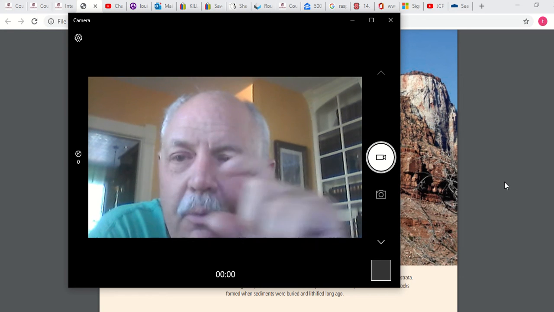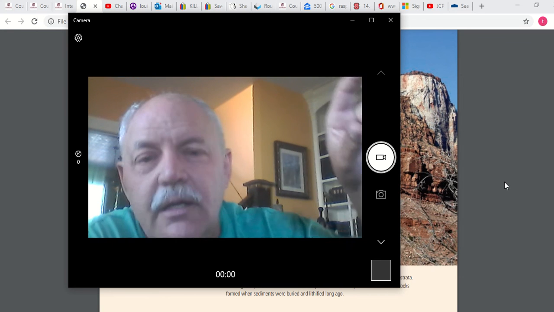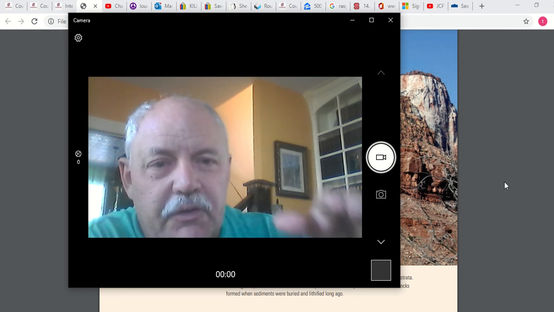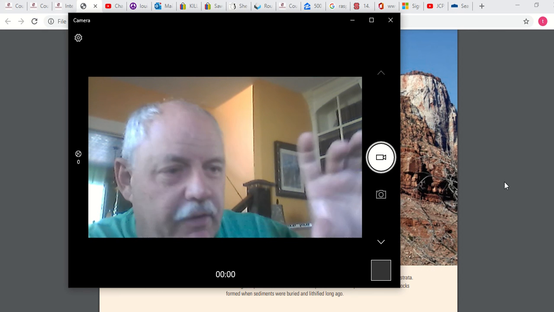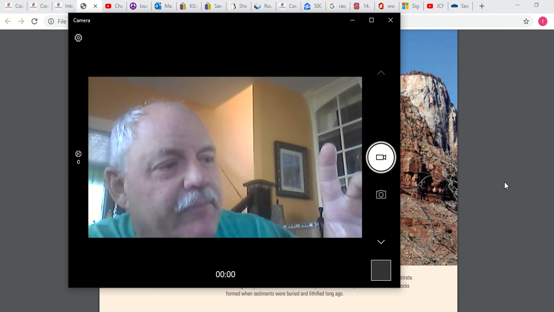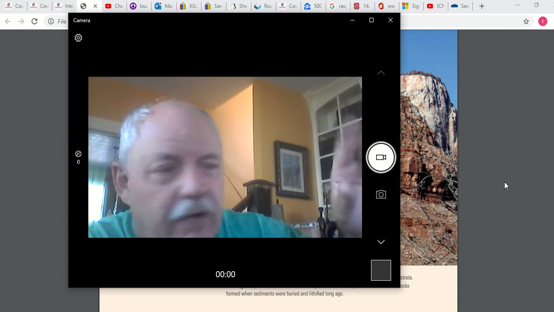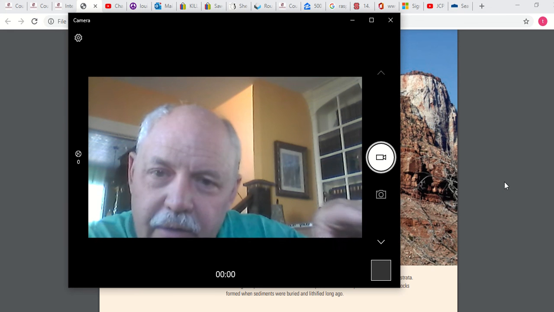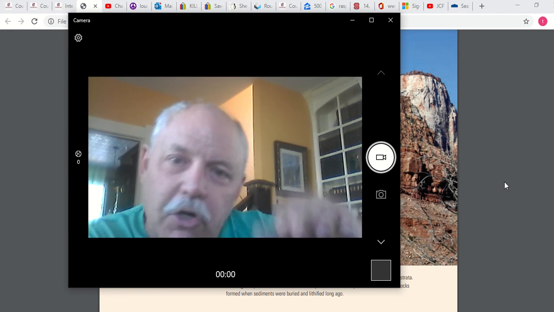Not just from the standpoint of the layers, right? But what fascinates me is in between the layers. In other words, you've got this layer of gray stuff, and on top of it, a layer of darker stuff. Well, what happened right there? What happened to cause this change?